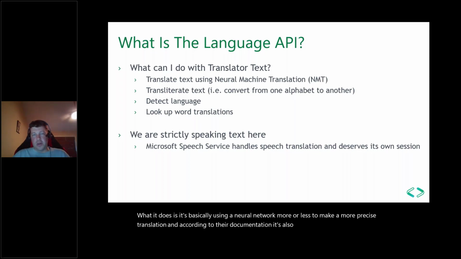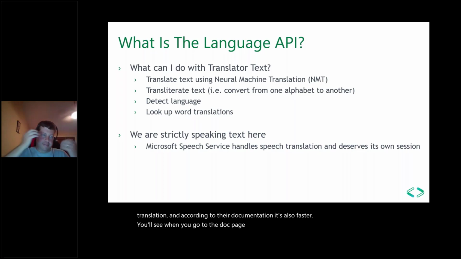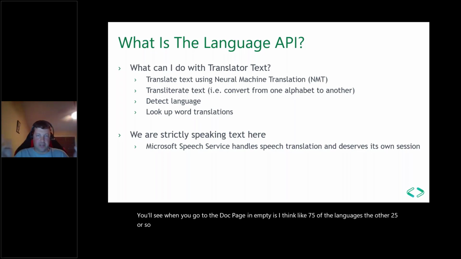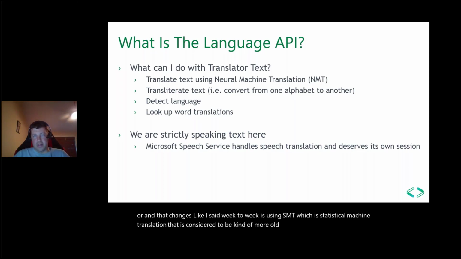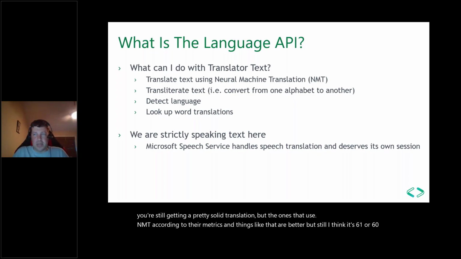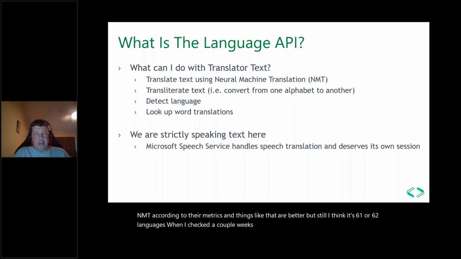You'll see when you go to the doc page, NMT is, I think, like 75% of the languages. The other 25% or so, and that changes, like I said, week to week, is using SMT, which is statistical machine translation. That is considered to be more old school, less accurate, and slower as well. But you're still getting a pretty solid translation, but the ones that use NMT, according to their metrics, are better. Still, I think it's 61 or 62 languages when I checked a couple weeks ago. So a lot of options here.